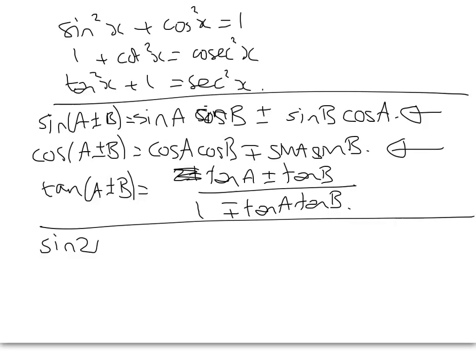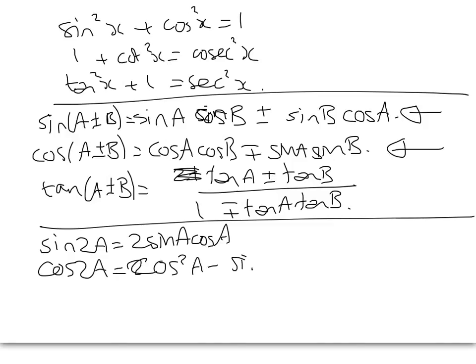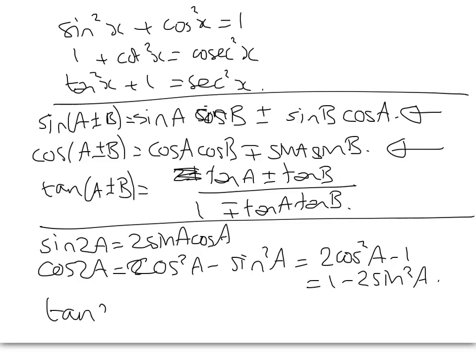That's going to give us sine 2A is 2 sine A cos A. We're going to get cos 2A is cos squared A minus sine squared A, which is also 2 cos squared A minus 1, and it's also 1 minus 2 sine squared A. And tan 2A is 2 tan A over 1 minus tan squared A.